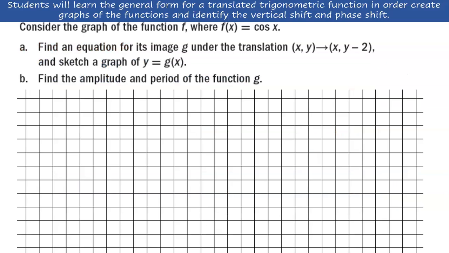Now we're asked to consider the graph of the function f of x equals cosine x, and find an equation for the image under this translation. Then it wants us to sketch the graph. When we look at this, is anything happening to x? No. Something is happening to y. It says y minus 2. So our g of x function is going to be g of x equals the cosine of x, because nothing's happening to the x, minus 2. So we're going to move our graph down. If you'd rather, you could write it as negative 2 plus cosine x, because that way it doesn't look like x minus 2. Or you could put parentheses around your cosine x.